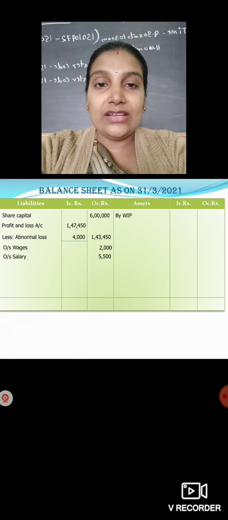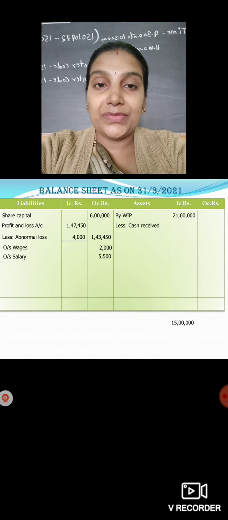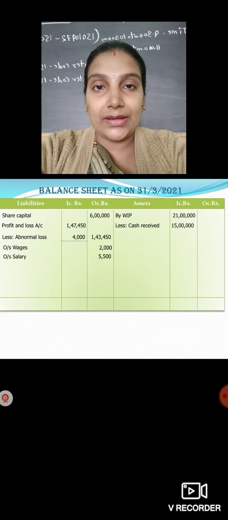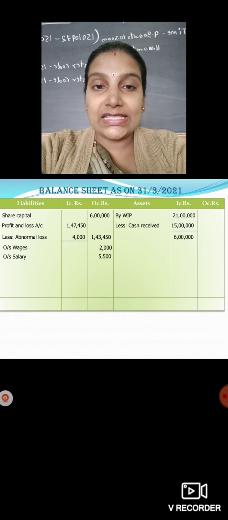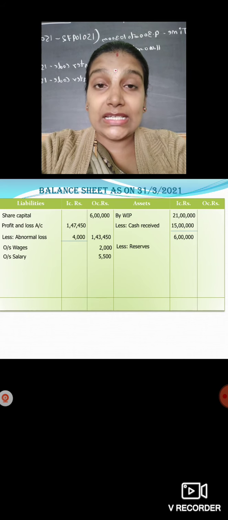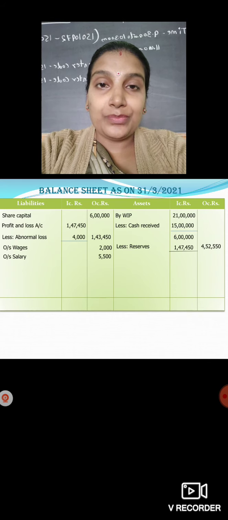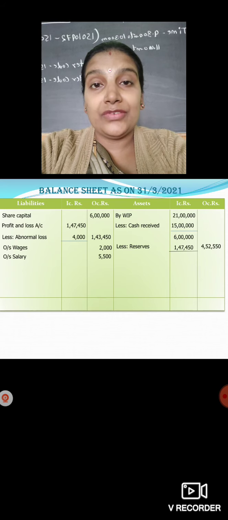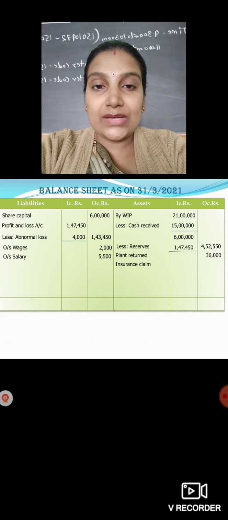And come to the asset side. First you should write work in progress, how much do we have in total? 21 lakh, less cash received. How much cash have we received? 15 lakh. So the balance of work in progress yet to be received is 6 lakh. Okay, less reserves, how much have we transferred to reserves? 1,47,450. So we will get, by work in progress, still to be received, 4,52,550 rupees.